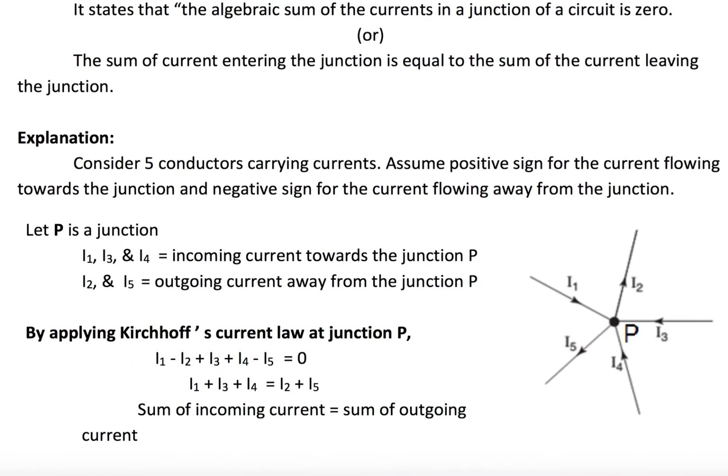Consider these five conductors carrying currents. Assume positive signs for the current flowing towards the junction and negative signs for the current flowing away from the junction. Then, if you apply that law, what is the equation here? I1 plus I3 plus I4 minus I2 minus I5 equal to 0, or otherwise I1 plus I3 plus I4 equal to I2 plus I5. So the sum of the currents entering the junction, that is I1 plus I3 plus I4, equals the sum of the currents leaving the junction, that is I2 plus I5.